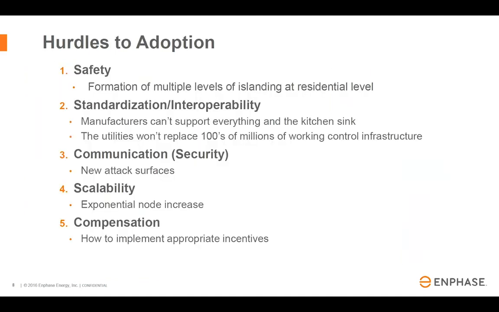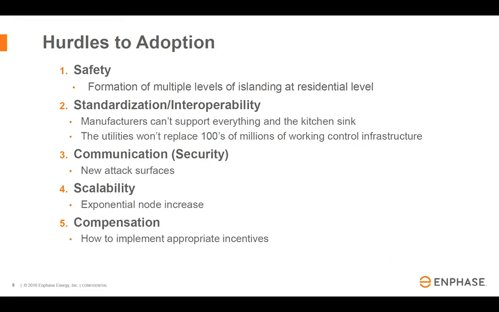So these are kind of a summary of what I feel are the biggest hurdles to adoption. One being safety. So how do we safely form multiple levels of islanding at a residential level and actually coordinate that islanding in a way that makes the utilities and the distribution system happy?